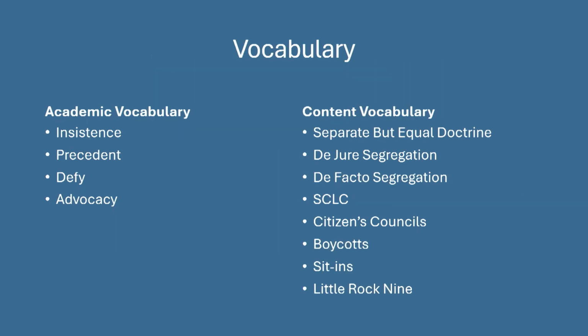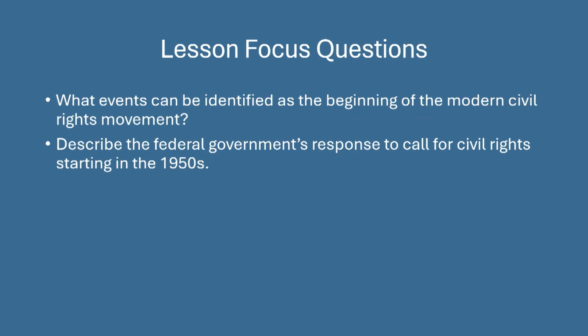We'll start, of course, with the vocabulary. As we always tell you, take out your journals, write down these terms, define them yourself, and we'll try to address as many of them as we can as we approach them in the lesson. We have two lesson focus questions for Unit 12. Lesson 3: what events can be identified as the beginning of the modern civil rights movement, and describe the federal government's response to the call for civil rights starting in the 1950s.